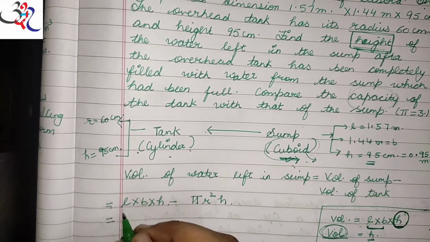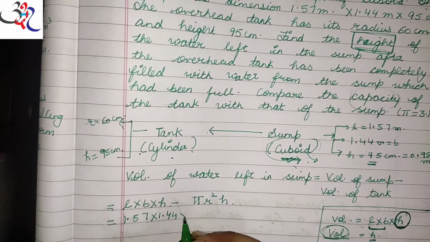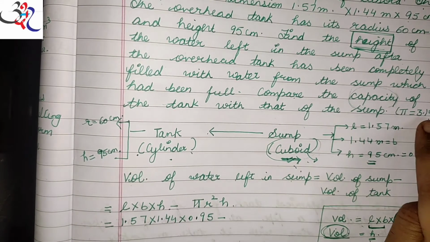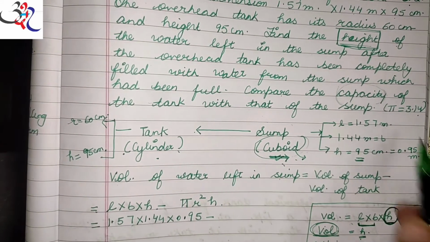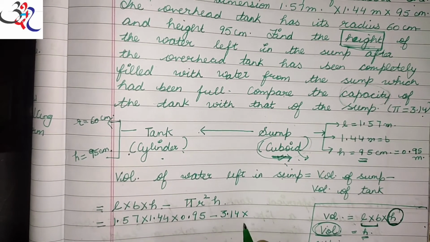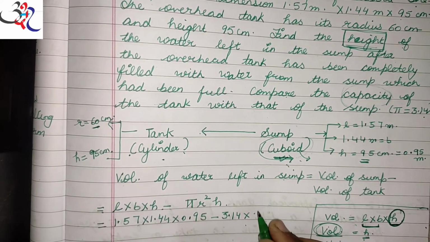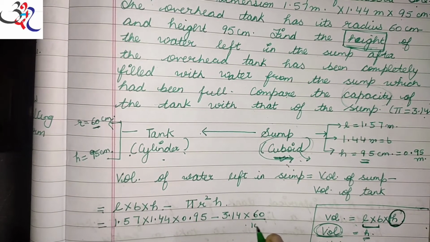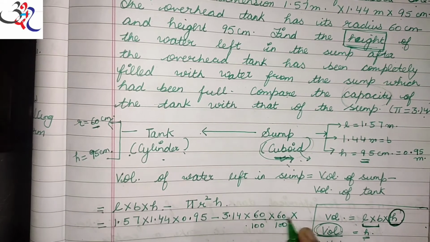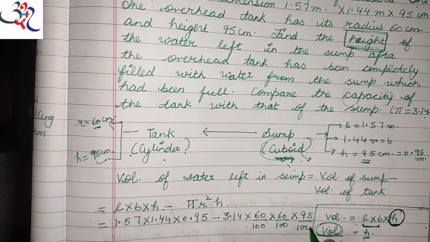Everything is given to us. Length is 1.57, breadth is 1.44, height is 0.95, minus pi. They have told us to take it equal to 3.14. So pi is 3.14, into radius, which is also given to us. This is 60 centimeter. So 60 centimeter in meters will be what? It will be 60 by 100 into 60 by 100, into height, which is 95 by 100.